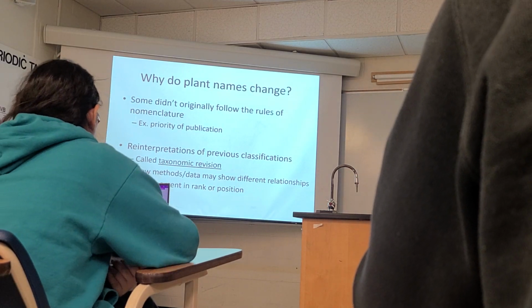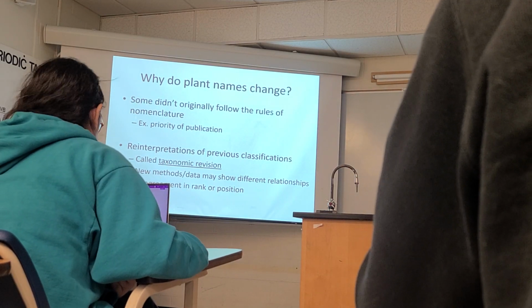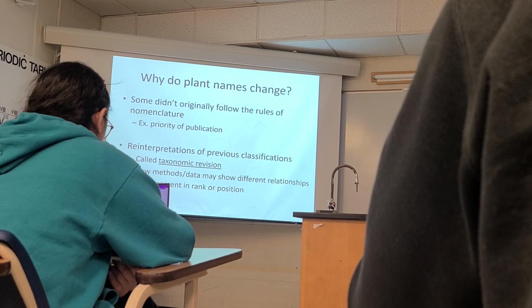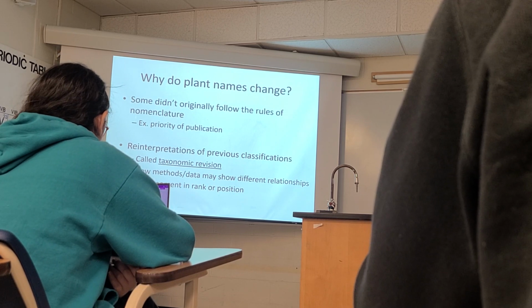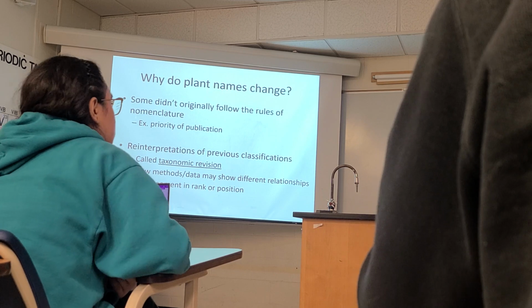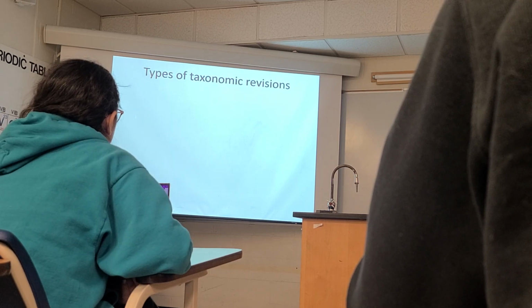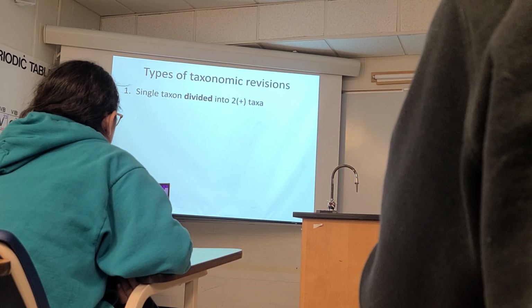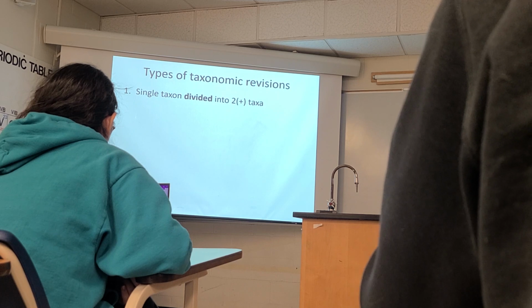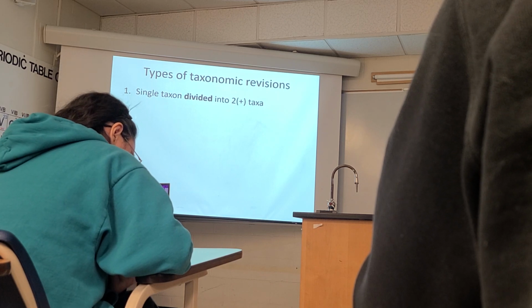Now there's 4 main types of taxonomic revision that we can talk about, and I can give you examples that happened during my lifetime of all 4 of them, multiple examples. So we'll start off with the first one. The first one is you can actually take a single taxon and divide it into multiple ones. It used to be one entity, now it's all separated.